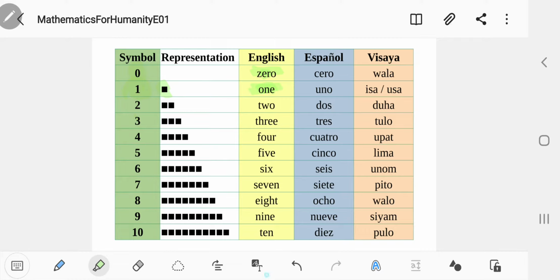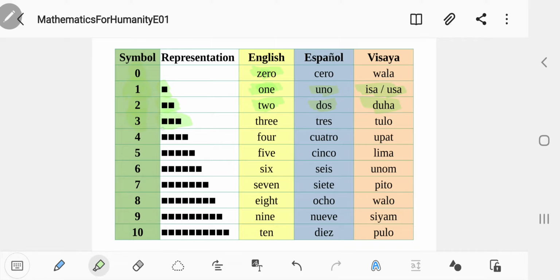In Espanol, uno. Sa Bisaya, isa or usa. This symbol represents the number 2. And you have here 2 black boxes. In English, that's 2. In Espanol, dos. Sa Bisaya, duha. Here is the number that represents 3.